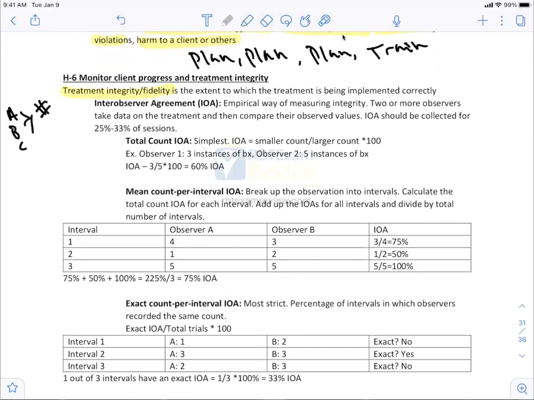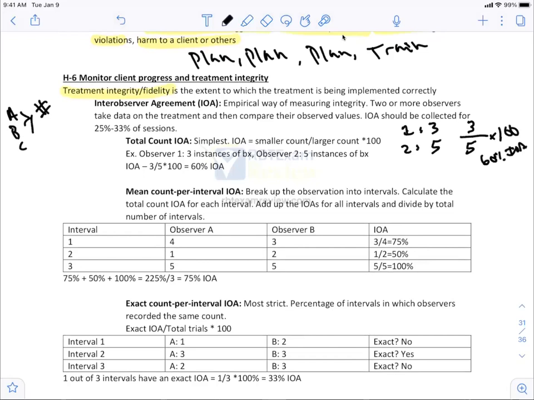First one, total count IOA, the easiest one. We're going to take smaller count, divide it by the larger count, multiply that by 100. For example, our smaller count: observer 1 got 3, observer 2 got 5. We're going to take our smaller count, divided by our larger count, multiplied by 100. That's going to give us 60% IOA. Nothing to it, right?